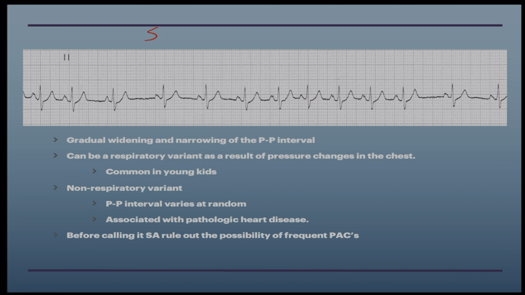The next rhythm is called a sinus arrhythmia. And in a sinus arrhythmia, what's happening is we're seeing this gradual widening and narrowing of the P to P interval. So we can see here, the P to P interval becomes more narrow, and then compared to right here, the P to P interval is further apart or a little bit slower. And this is how we can say that this is a sinus arrhythmia.